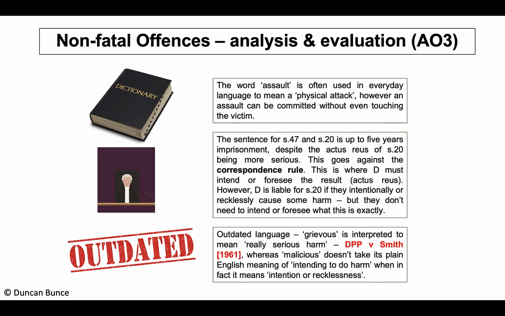However, the defendant is liable for section 20 if they intentionally or recklessly cause some harm, but they don't, as I said earlier, need to intend or foresee exactly what this is. It just says some harm, like the father throwing his child up in the air to catch. Perhaps he didn't specifically foresee that would result in bruising that could amount to, for a vulnerable person, being a baby, section 20. So is it fair to hold the defendant at fault when they can't specifically foresee that type of harm? So that's really something the correspondence rule talks about there.